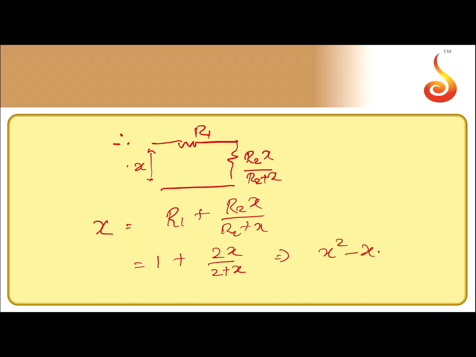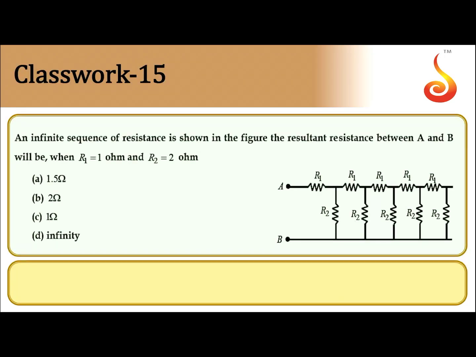X square minus x minus 2 is equal to 0. We can simplify this further, and upon simplification you get x is equal to 2 ohm or x is equal to minus 1 ohm. But the negative value is not possible for resistance, and thus this is rejected, and we select x is equal to 2 ohm as the correct option. So, B is our correct choice.